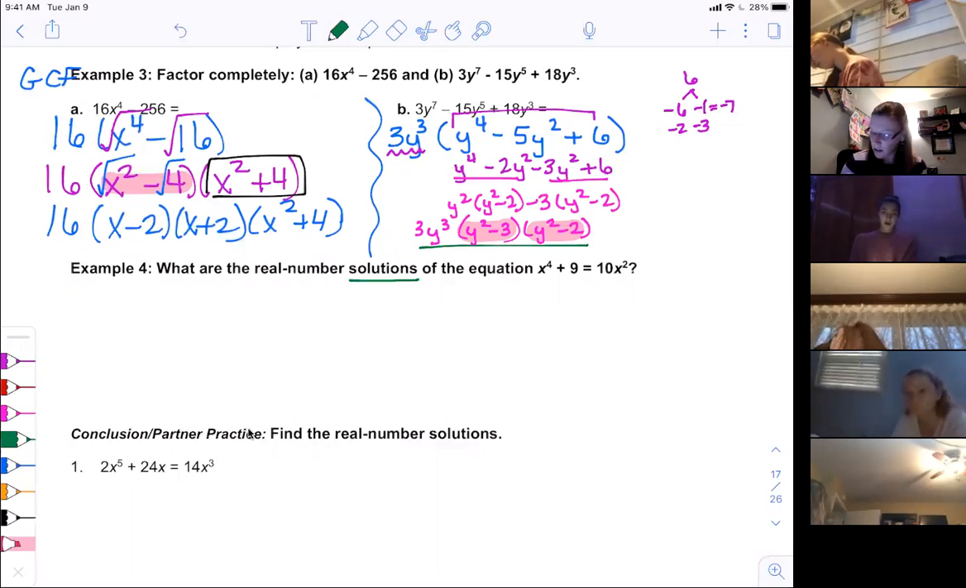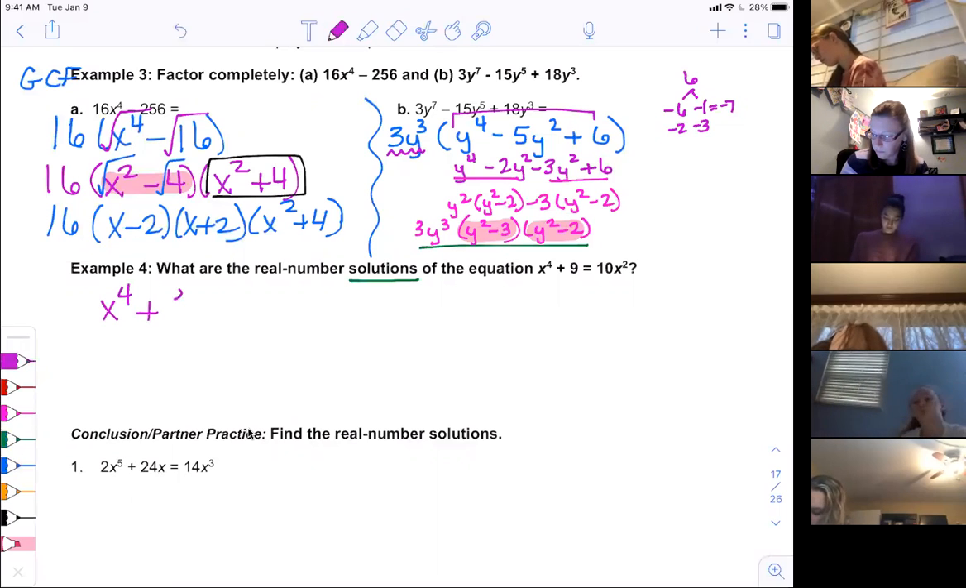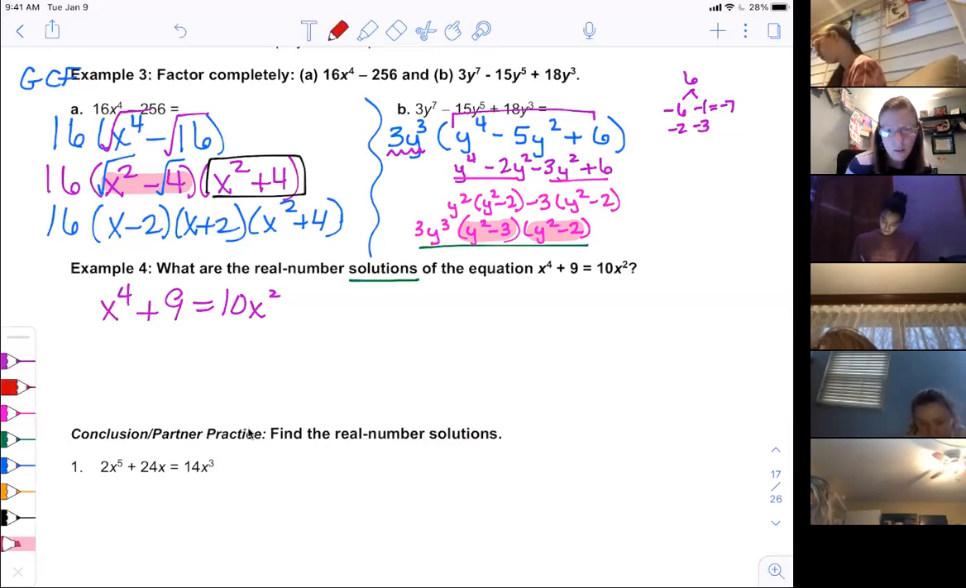So if we look at this example, x to the 4th plus 9 equals 10x squared. Gabby Snyder, what do you think you would have to do first in order to try and solve this? Wouldn't you have to bring the 10x squared over to the other side? Exactly. So we need to get everything together on one side.